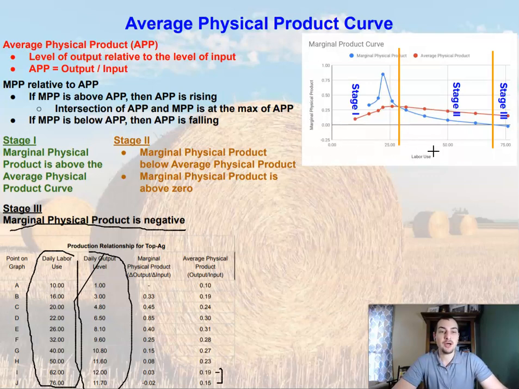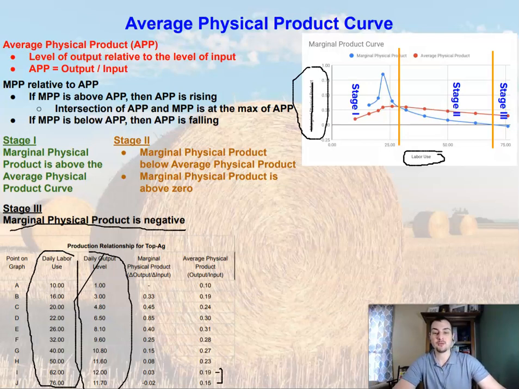And as you graph this average physical product, remember that labor use is still down here. Our inputs are still on the horizontal axis, but now we're graphing marginal physical product and average physical product over here on this vertical axis to show this graph. That gives us stage 1, stage 2, and stage 3. Now remember, this is stage 1 of production, stage 2 of production, and stage 3 of production. It's not the same stages of marginal physical product, but it's the stages of production that we're dealing with in this slide. And we find those by comparing the average physical product to the marginal physical product curve.